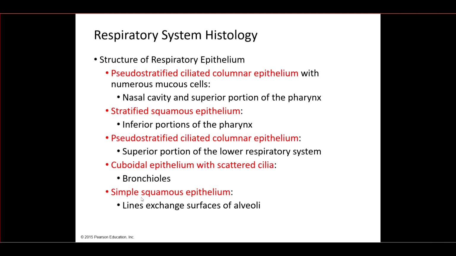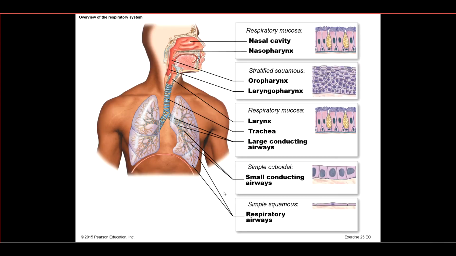And then finally, by the time we get to the air sacs, the air sacs are actually made up of simple squamous epithelium. And if you think about that, this simple squamous epithelium is going to allow for nice, easy gas exchange of oxygen and carbon dioxide between the air sac and the bloodstream. So it's important to know that we have epithelium lining the entire respiratory tract, but it's not the same throughout the tract. It's going to vary based on the function of the organ.